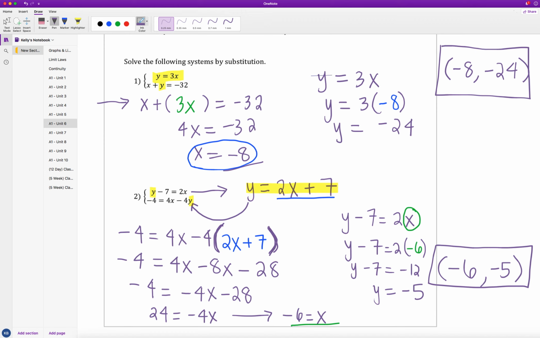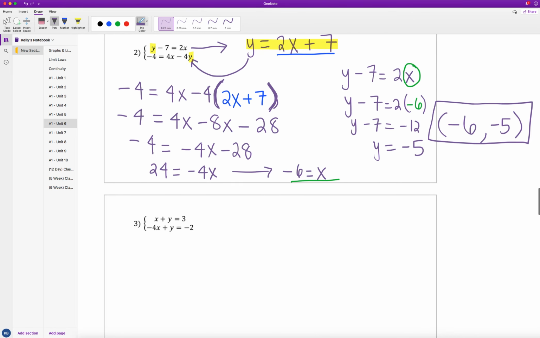So in example 1, I could take -8, -24 and sub it into the first equation and make sure I get a true statement. And I would do the same thing and sub -8, -24 into the second equation and make sure that it is also going to be a true statement. Remember, to be a solution to a system, it has to be true for both equations. So when you're checking your answers, you want to make sure you're checking it in both equations.